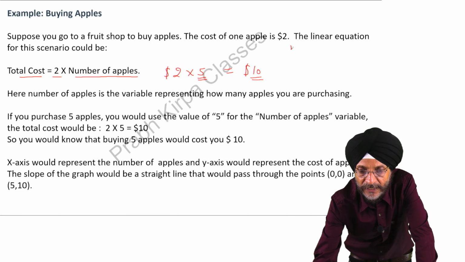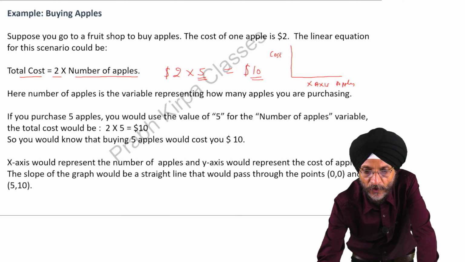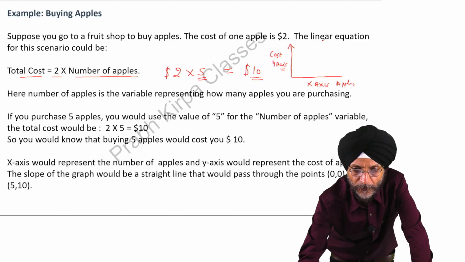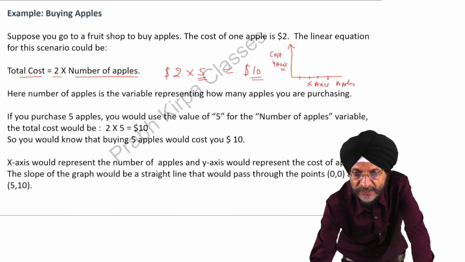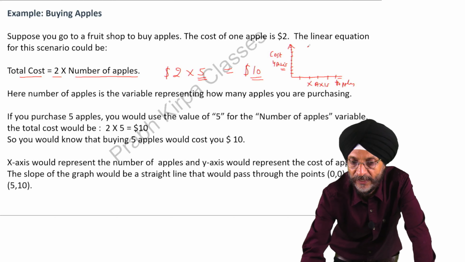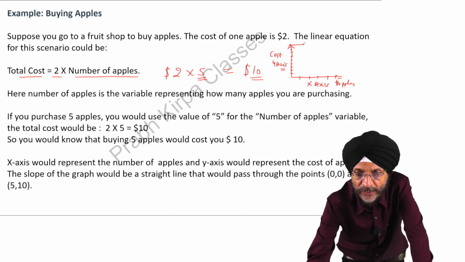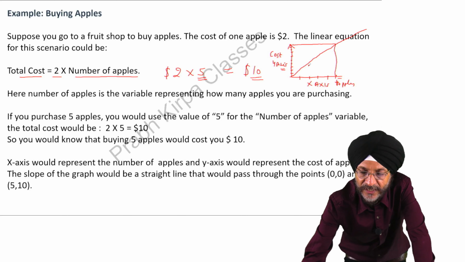So we will represent the apples on the x-axis. Number of apples will be represented on this side, and the cost of purchasing apples will be represented on the y-axis. So if we take the number of apples, these are the 5 apples we are going to purchase, and this is the cost of the apples, 3, 4, 5, 6, 7, 8, 9 and 10. If we are buying 5 apples, then the cost will be $10. So here it will be like this, that is, it will be a straight line.